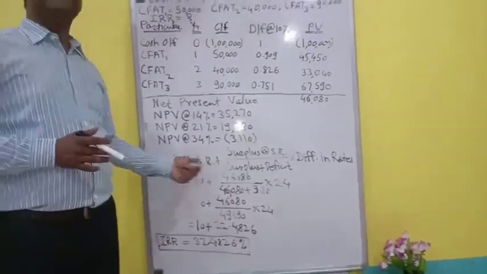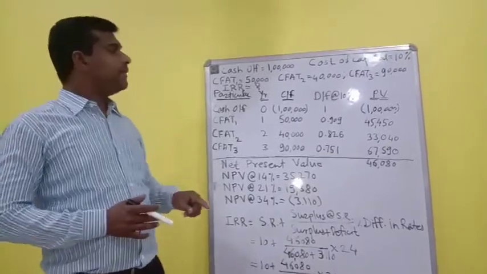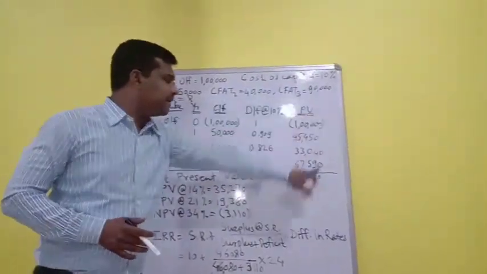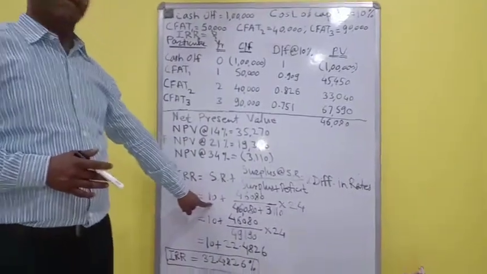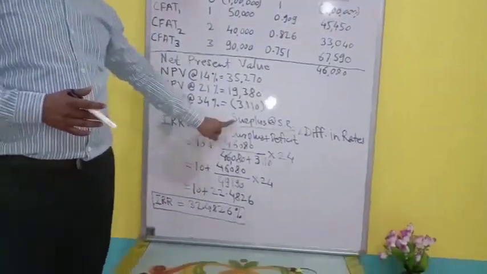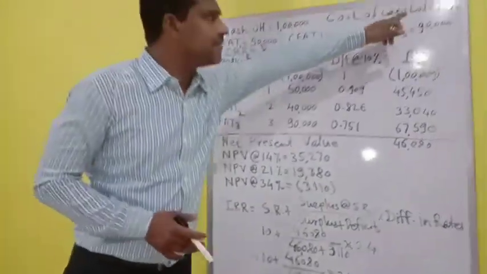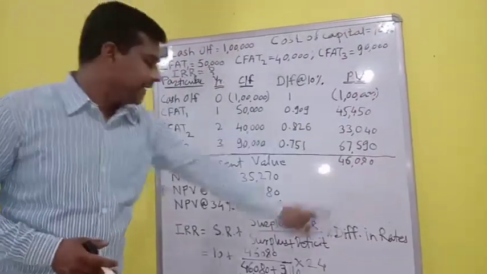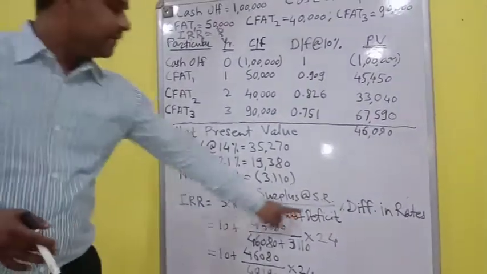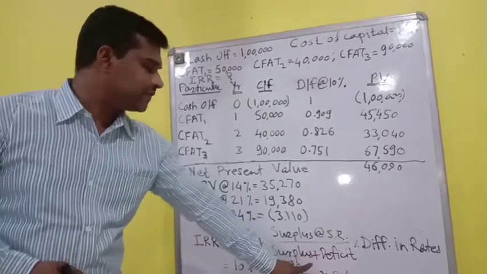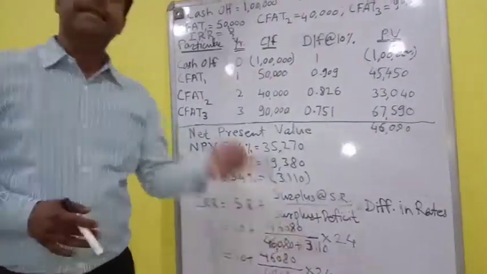Starting rate is nothing but the rate at which NPV is positive. So in our case, the NPV is positive at 10%. The amount was 46,080. So I have taken starting rate to be 10% plus surplus at starting rate. Surplus means positive NPV. So at 10%, NPV was 46,080. Then divided by surplus plus deficit. Surplus is that 46,080, plus deficit, which is the negative NPV.